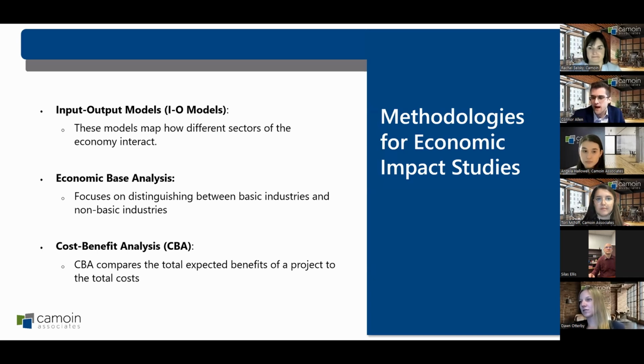When conducting economic impact studies, several methodologies are commonly used. Input-output models, or IO models, are one of the most widely used tools. These models, such as IMPLAN, Lightcast, or REMI, map how different sectors of the economy interact with each other. For example, if a new factory buys raw materials from a local supplier, the IO model helps estimate the total economic impact of that purchase, accounting for all the various sectors affected.